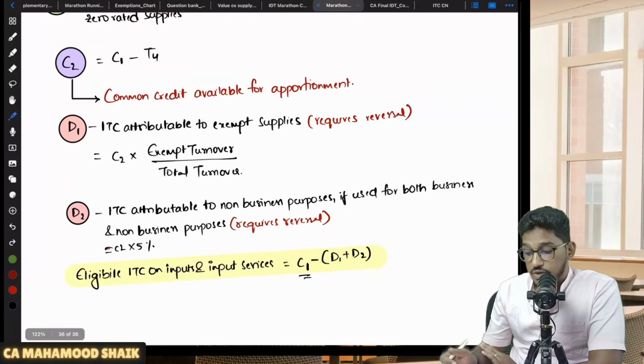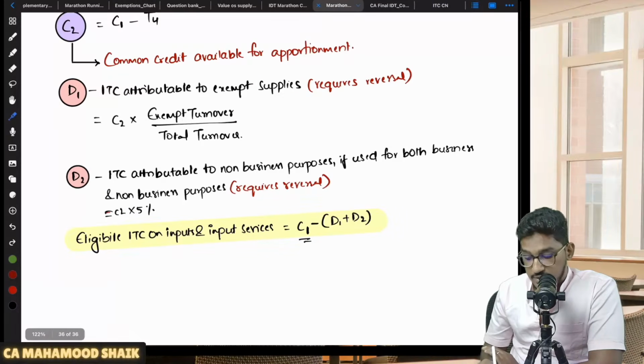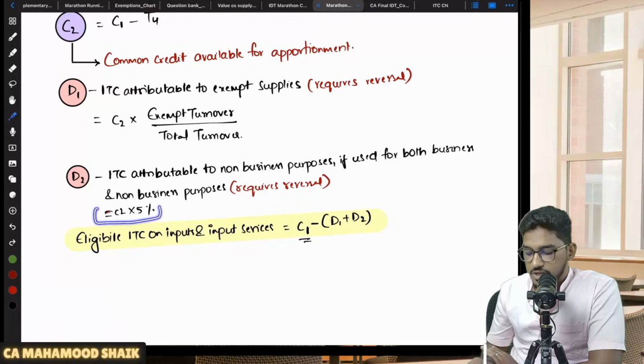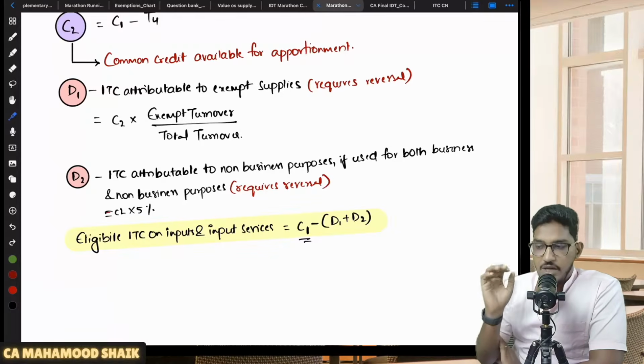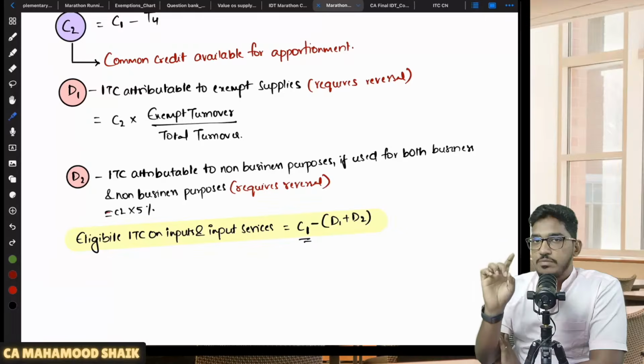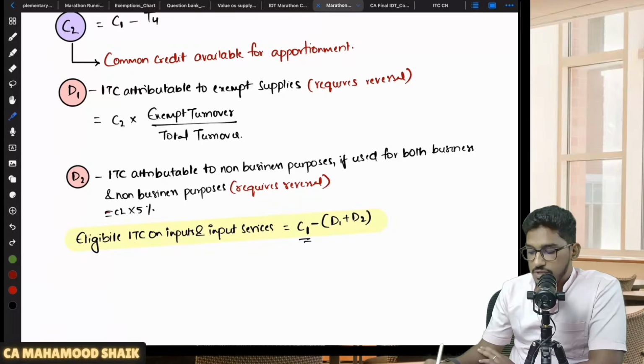In case you are also using it for non-business purposes, I should calculate common ITC which is attributable for non-business purposes. So how to calculate that ITC attributable to non-business purposes? They have told one simple method. Take the common credit, multiply by 5%, and you will get to know the ITC which is attributable for non-business purposes. In case you are not using any inputs for non-business purposes, and are using them completely for business purposes only, you can skip this step.